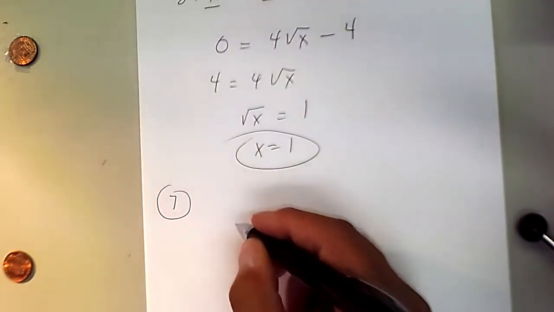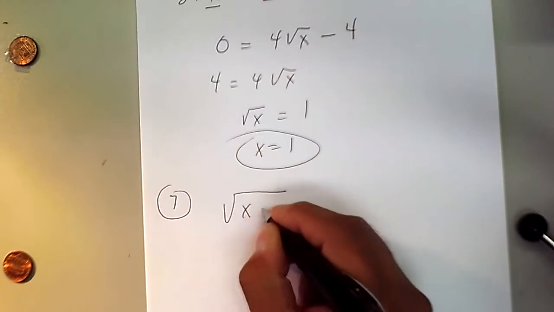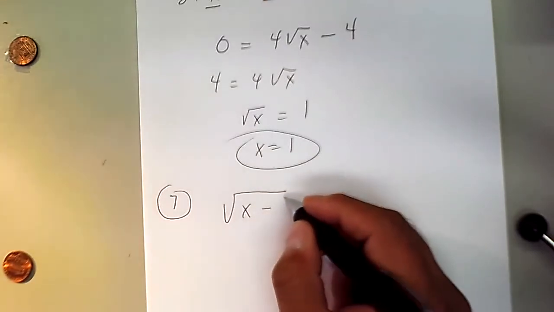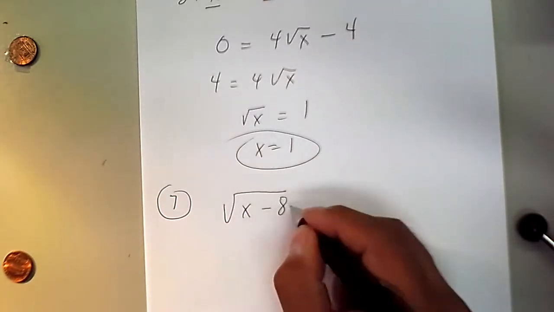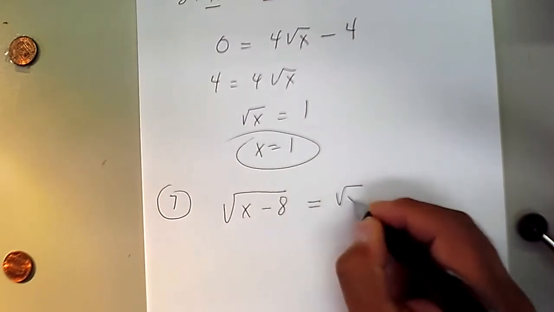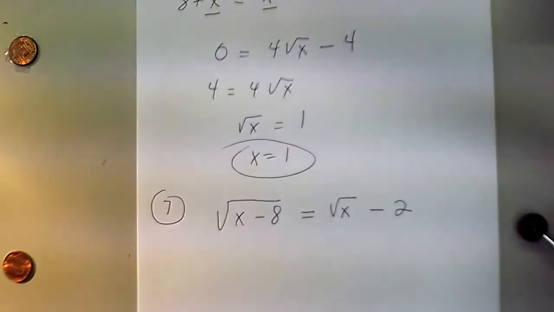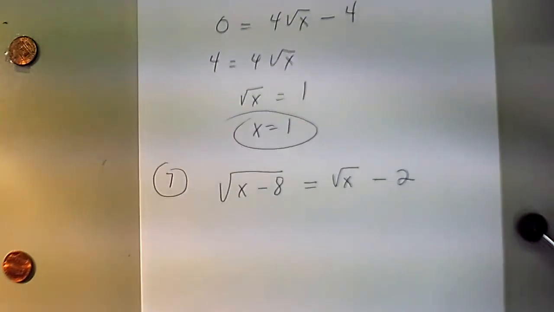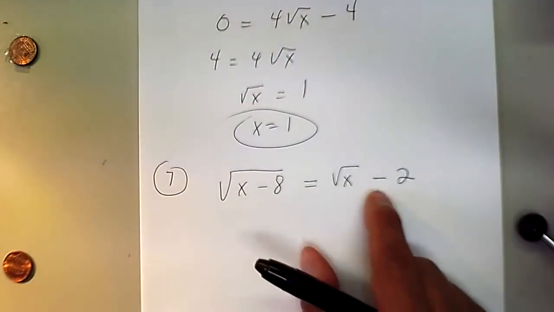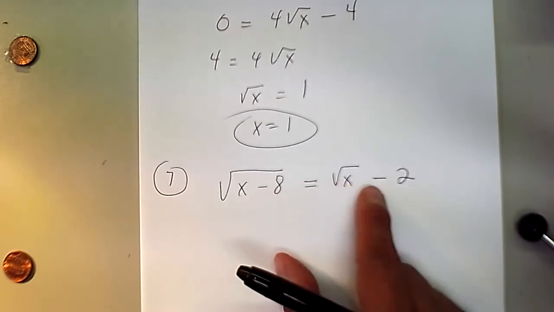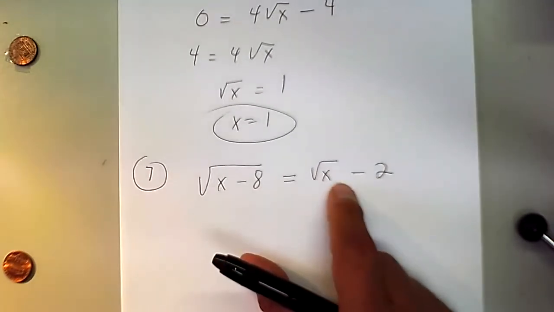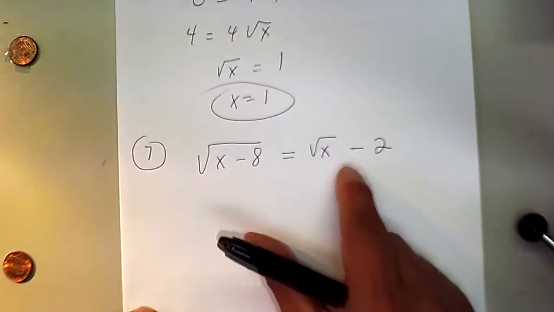7. Square root of x. I was about to copy the wrong problem. That's what I meant to say. Square root of x minus 8 equals square root of x minus 2. Similar to the problem we just did, problem number 6, but now we got subtraction. That subtraction is not as important as this one. This one is handled different because we have to FOIL.